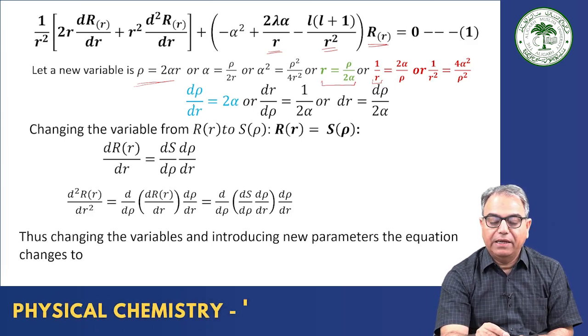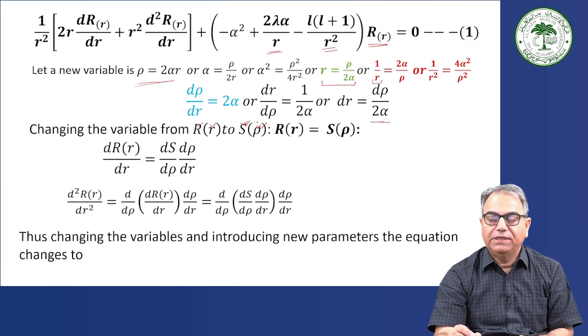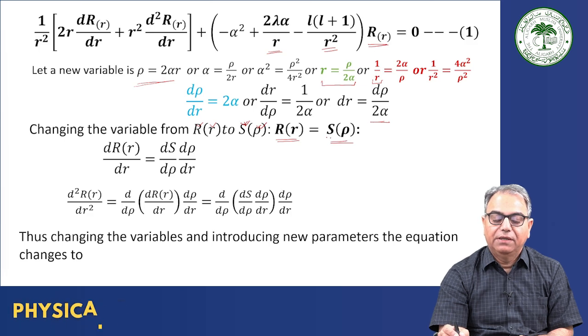And if you differentiate this new variable rho, d rho by dr, then what do you get? You get 2 alpha. So dr divided by d rho you can write as 1 over 2 alpha, so that dr is equal to d rho divided by 2 alpha. No issue, we can do this. Now we change the variables. Since we have changed the variable to rho, instead of writing the function R, we will write S. So the function R was dependent on r, and now the new function S is dependent on rho, okay. So we will replace R(r) with S(rho).